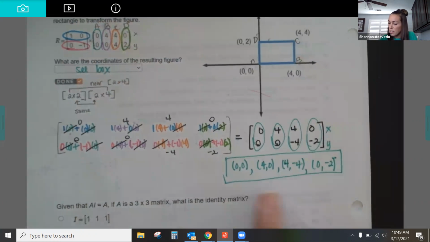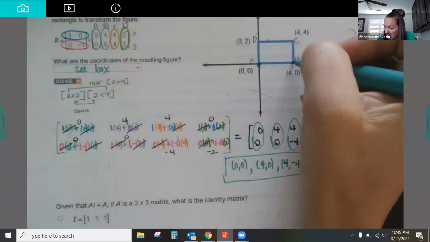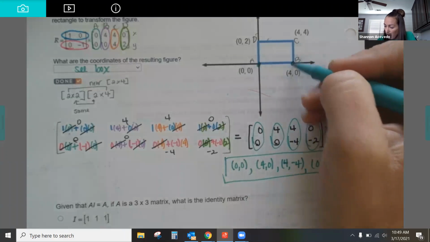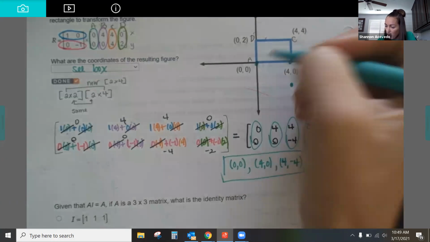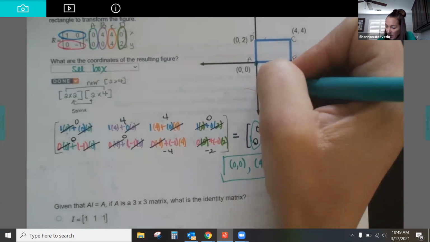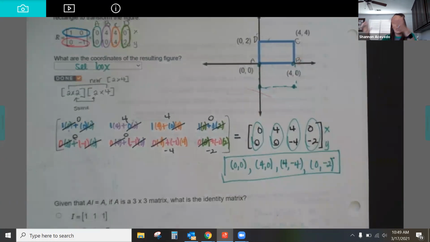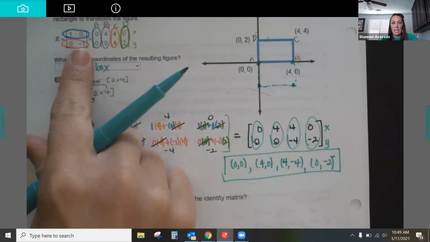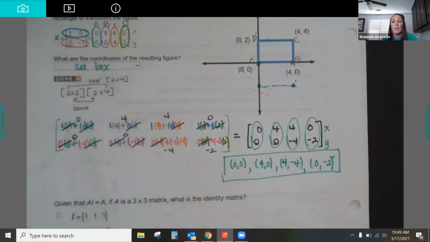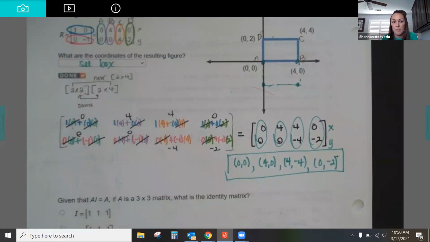So in other words, this point, I would have 4, -4, this point, and 4, 0, -2. So this would be the new figure. This would be the location of the new figure. It's reflected, hence why you have that negative value. It's a reflection there over your x-axis. So you can see how you could transform the figures by using your matrix multiplication.